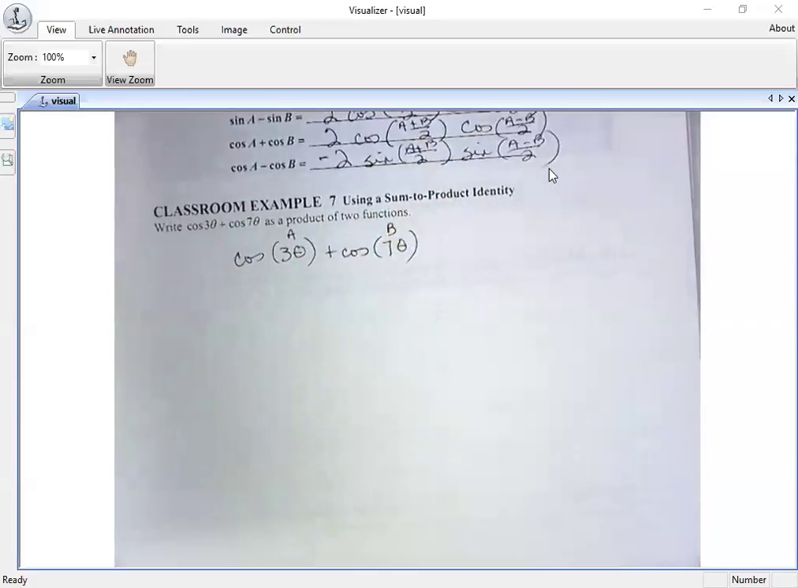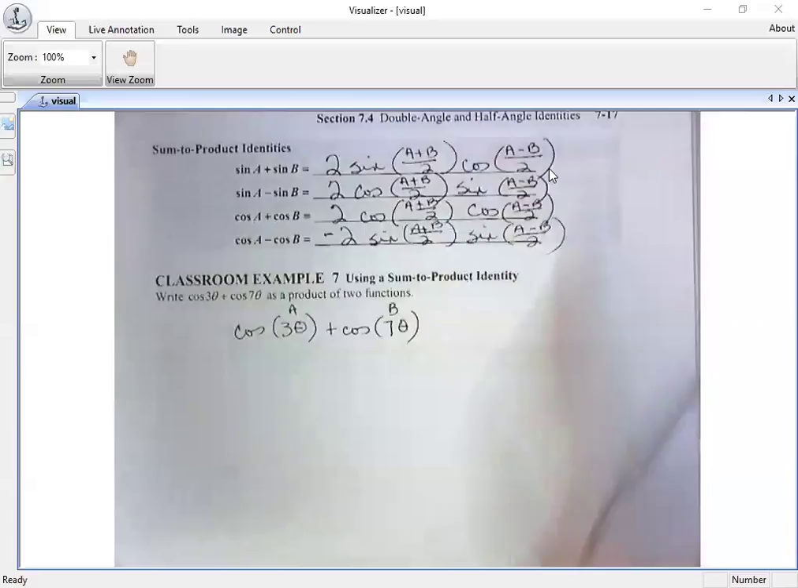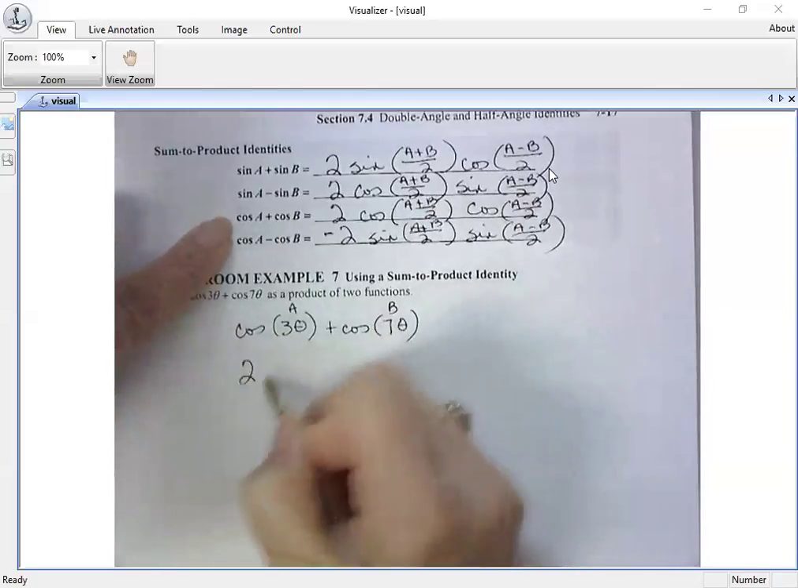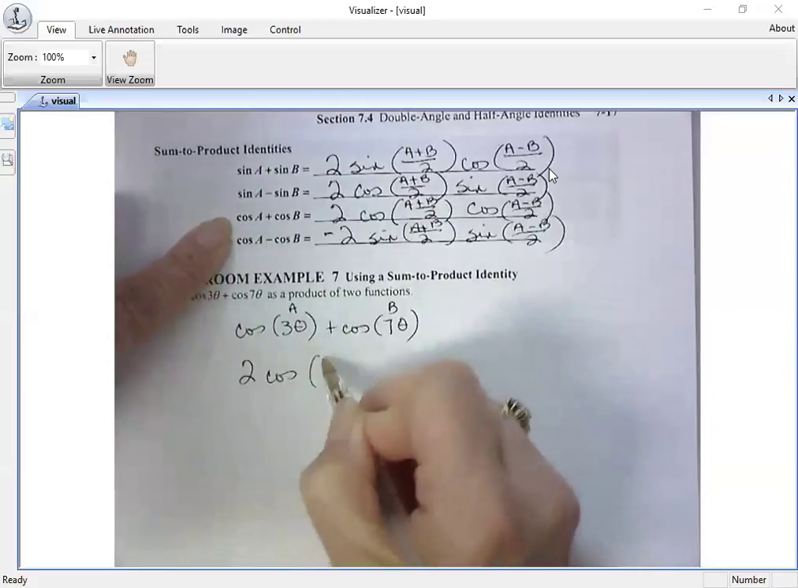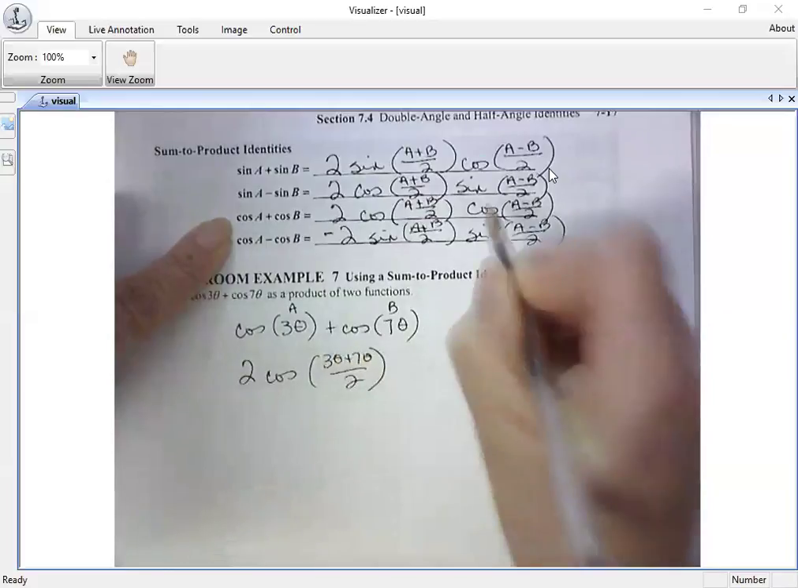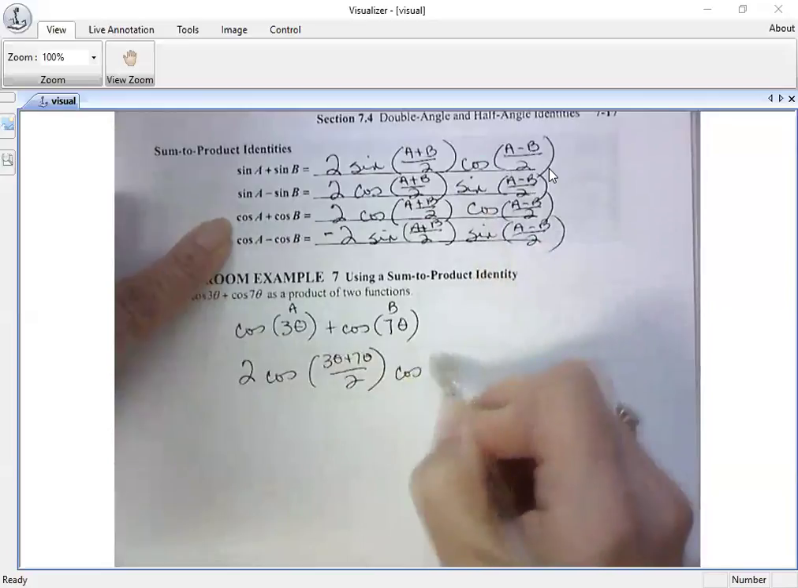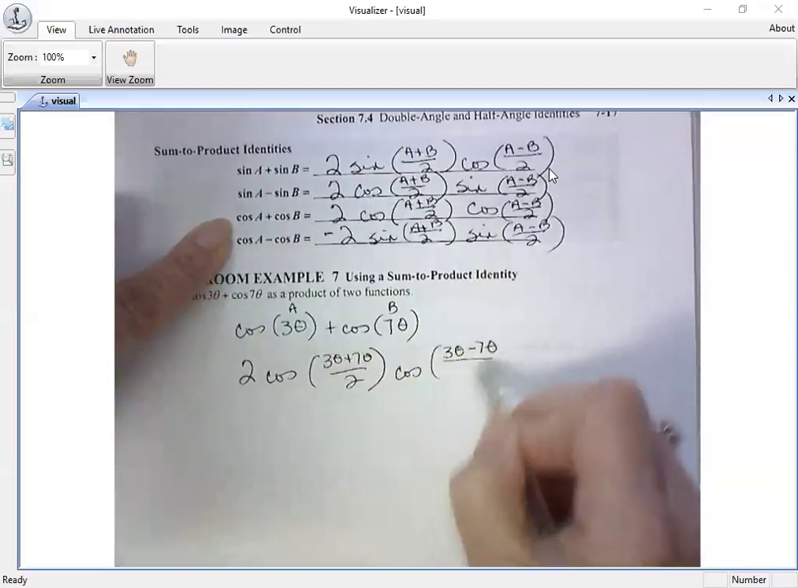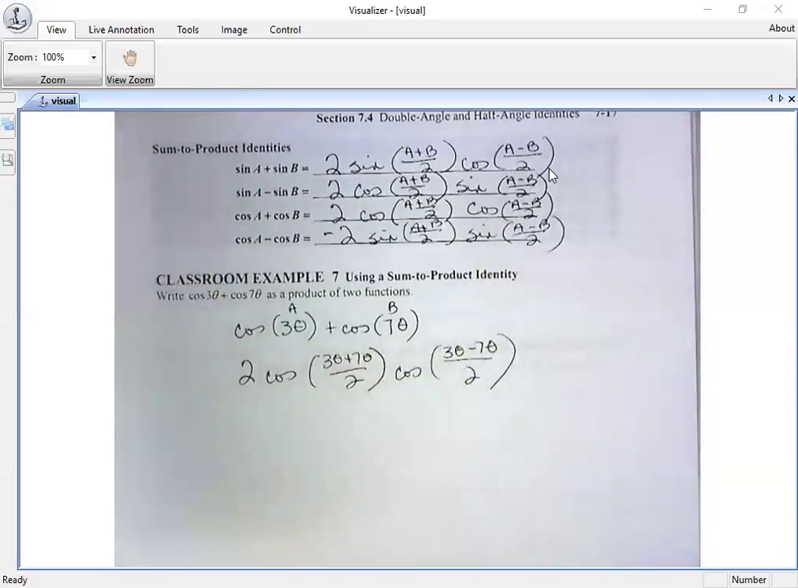Exactly. So knowing that, let's look back up here, see if you guys can tell me how you would rewrite this as a product. Cosine parentheses 3 theta plus 7 theta over 2 times cosine 3 theta minus 7 theta over 2. Do y'all agree? Is exactly right. That's all we're doing is finding the right one and plugging in.